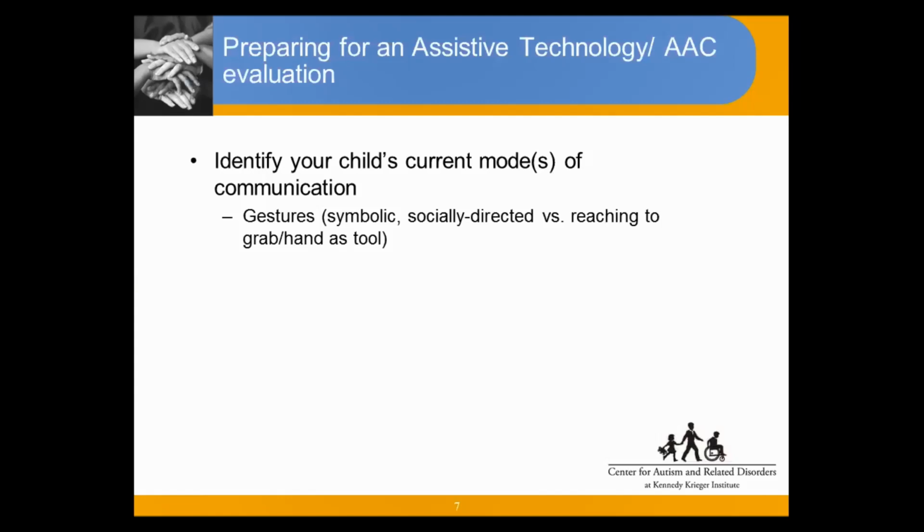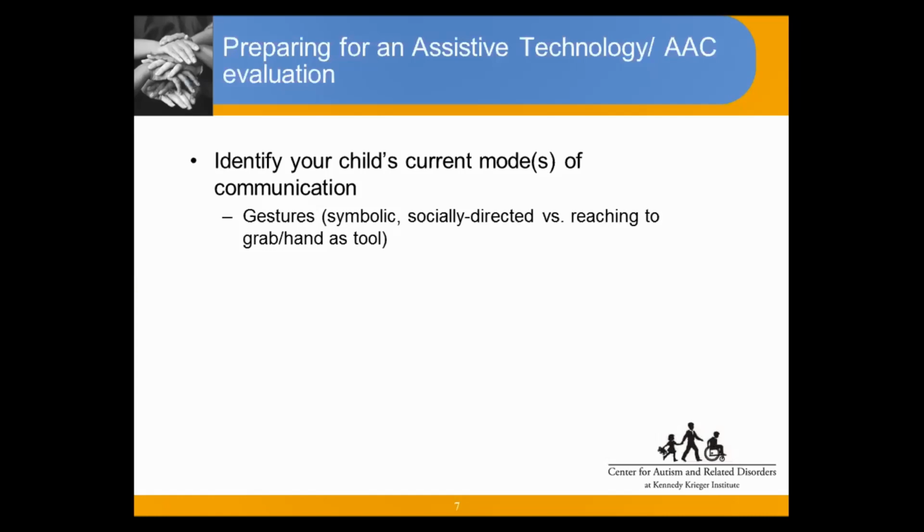Oftentimes for kids with autism who have more significant social communication needs or younger children, the first go-to is, I want something, I'm going to reach and grab it. Or I'm going to help you physically go to the item that I want, maybe by placing your hand on it or taking your hand and leading you to something.